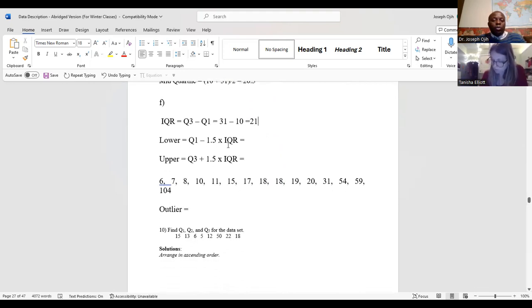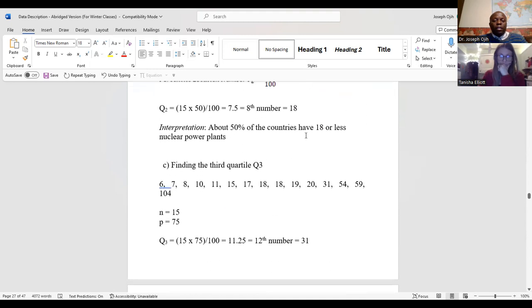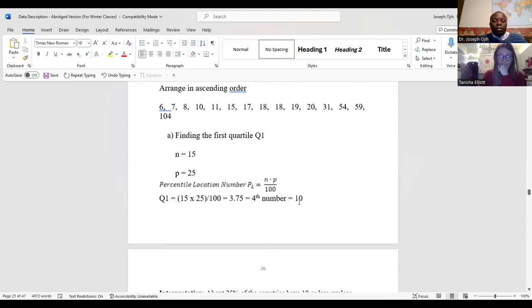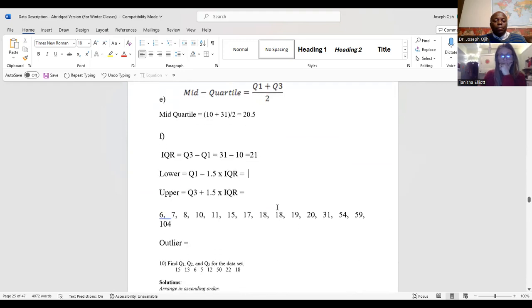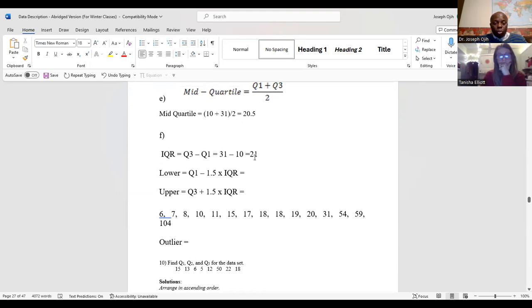So our IQR lower bound now becomes Q1 minus 1.5 times IQR. Our Q1 is 10, and our IQR is 21. So we're going to have 10 minus 1.5 times IQR, which is 21. Now 1.5 is a part of the formula, so that's how it came there. So we have 10 minus 1.5 times 21.